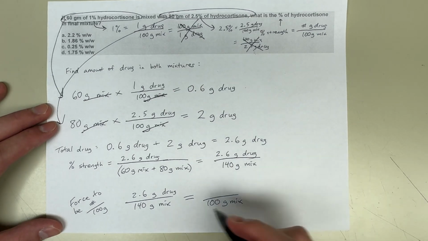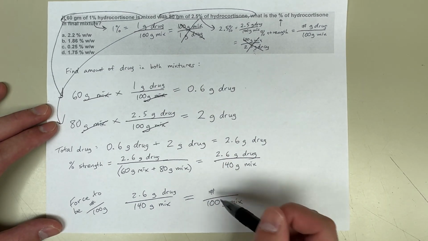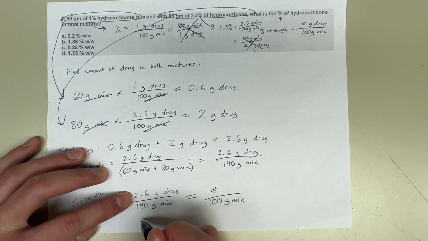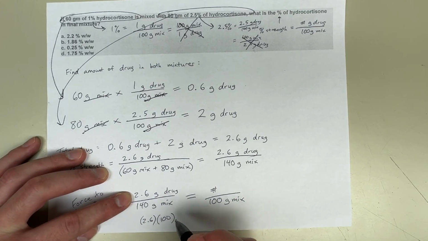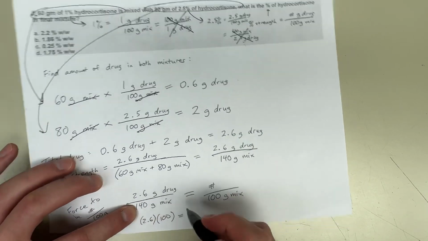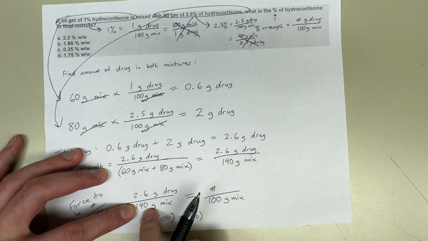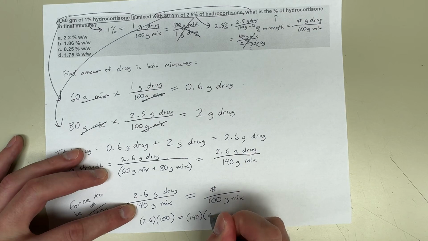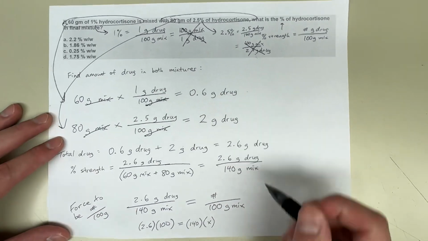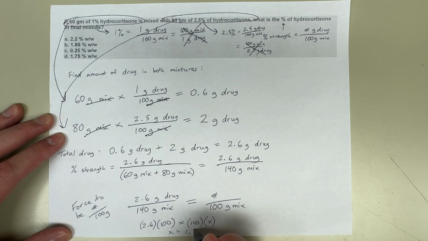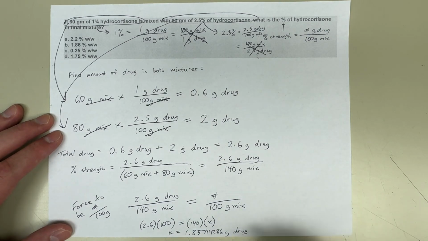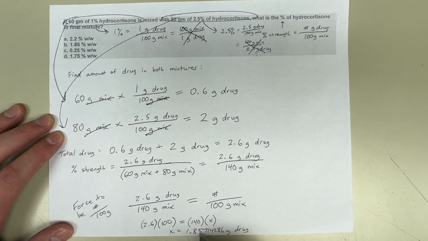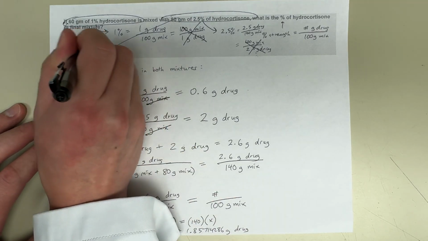Most people like to do a cross cancellation, because I'm trying to find this number here. So 2.6 times 100 equals 140 times this variable, which is x. When you solve for this, you should get 1.85714286 grams of drug. So just find your answer: 1.86, because you rounded, because of the 7s here. So the answer is B.